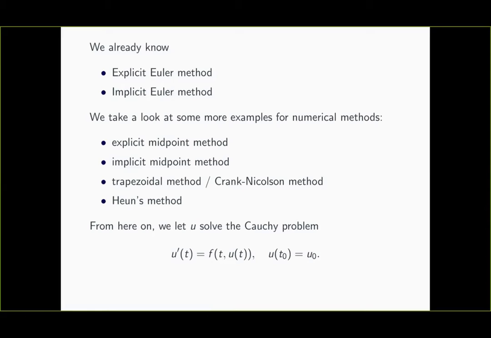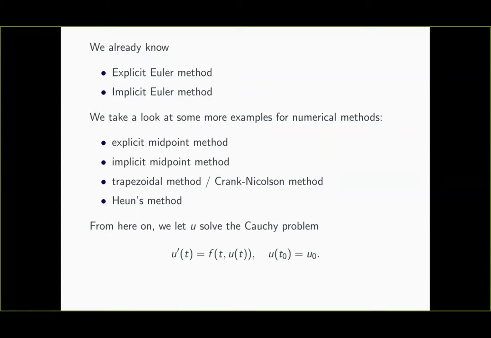Okay, we already know the explicit Euler method and the implicit Euler method, and now we're going to see some of their friends, namely the explicit midpoint method, the implicit midpoint method, the trapezoidal method, which is also known as Crank-Nicolson method, and Heun's method. These 4 new numerical methods are more complicated than the explicit and the implicit Euler method, but they also have better performance in practice. All these numerical methods are designed to approximate the solutions of Cauchy problems.